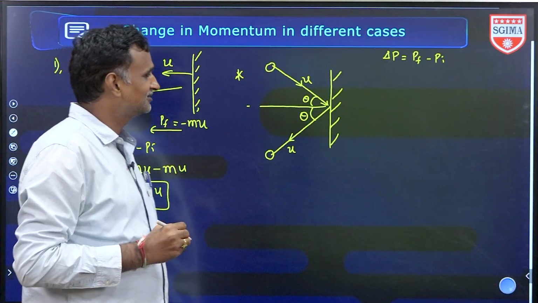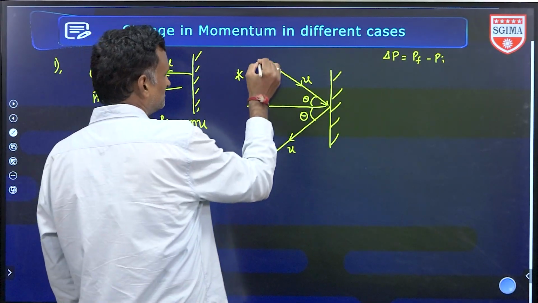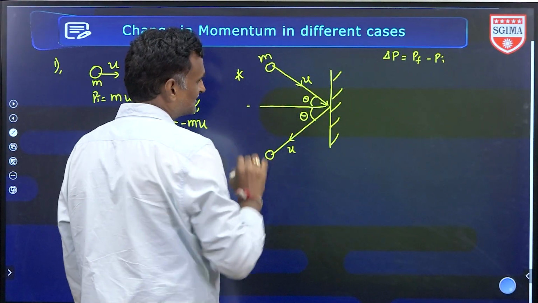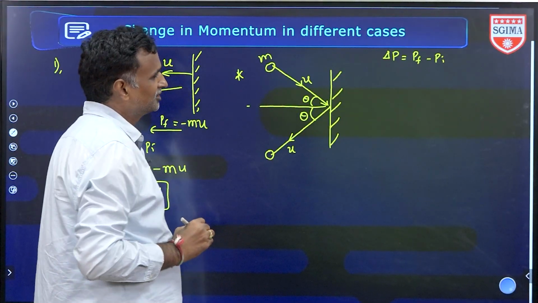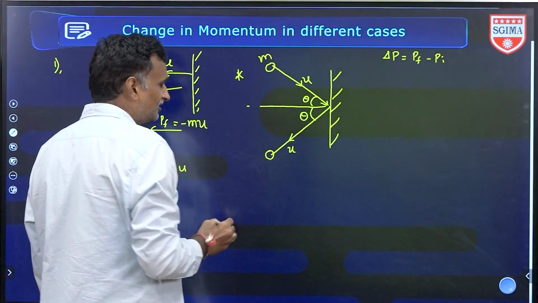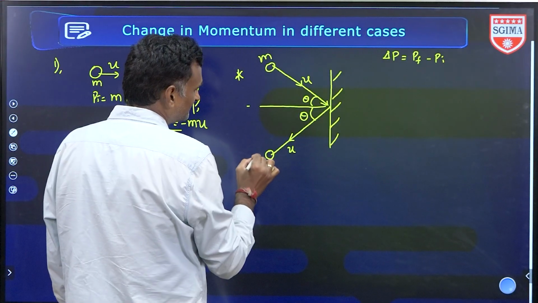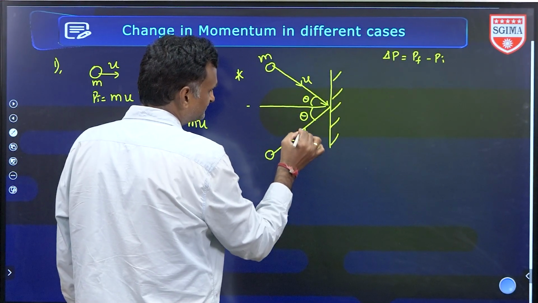Then we can take the components of the velocity. The mass of the ball is m, so mass into velocity is taken as momentum. We need to find out the change in momentum. So how do we find it? Let us see an example here. First, we will take the components.